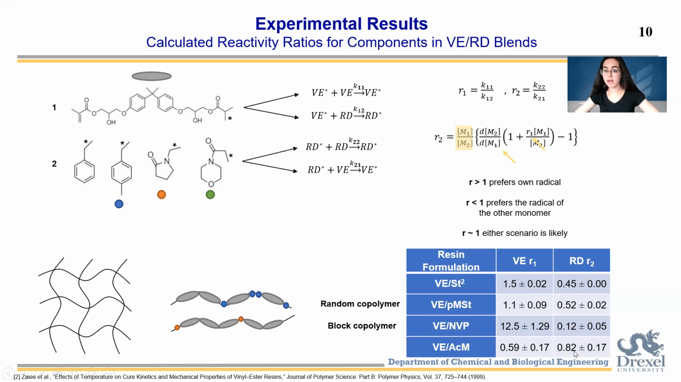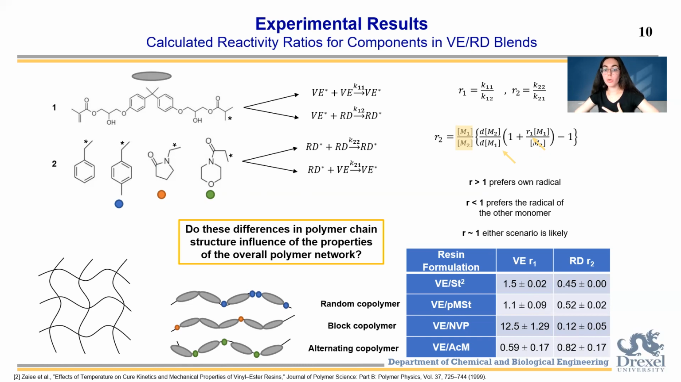Finally, in vinyl ester and acrylomorpholine systems, both reactivity ratios are below 1. So each component prefers the radical of the other, and this forms a nice alternating copolymer network. Based on this information, it is very clear that the copolymer that forms is very different depending on the diluent that you use. So a question that is very apparent here is, what bearing does this have on the properties of the overall polymer network?